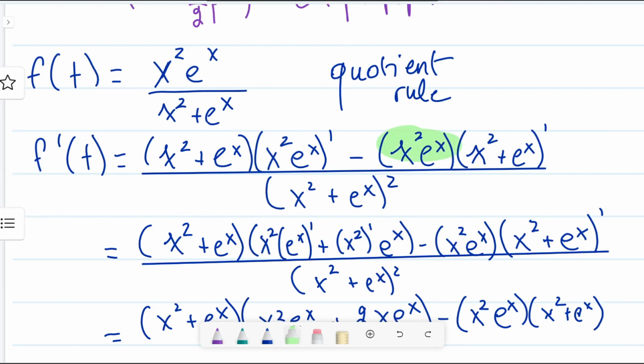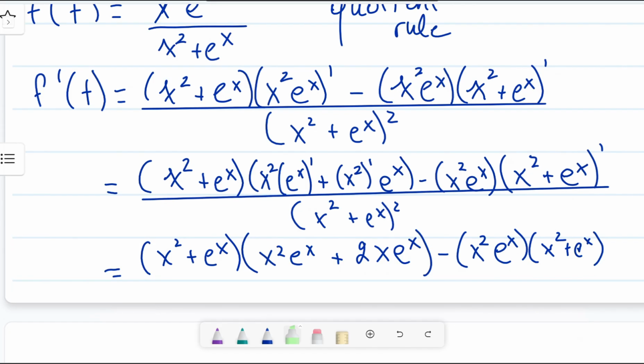And now let's continue. x squared times e to the x stays the same. And I need to find the derivative of x squared plus e to the x. And I keep the denominator the same.